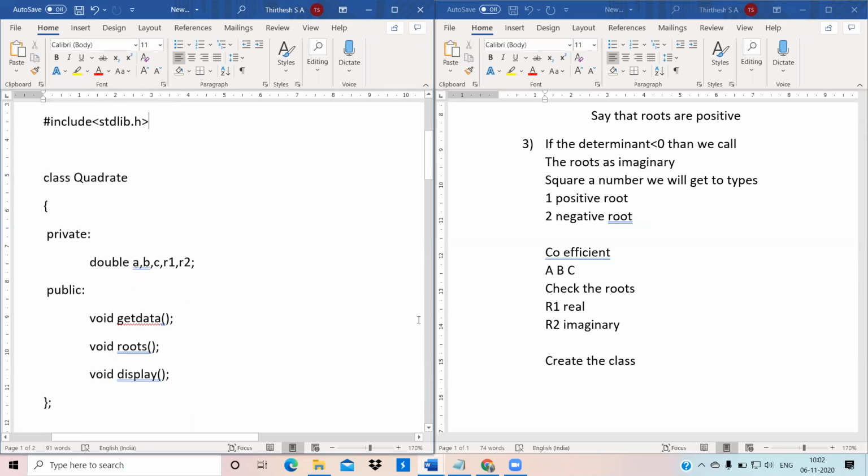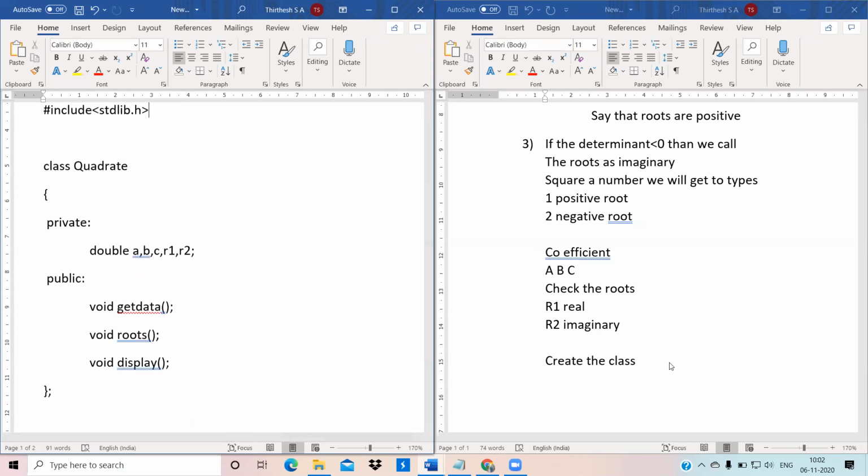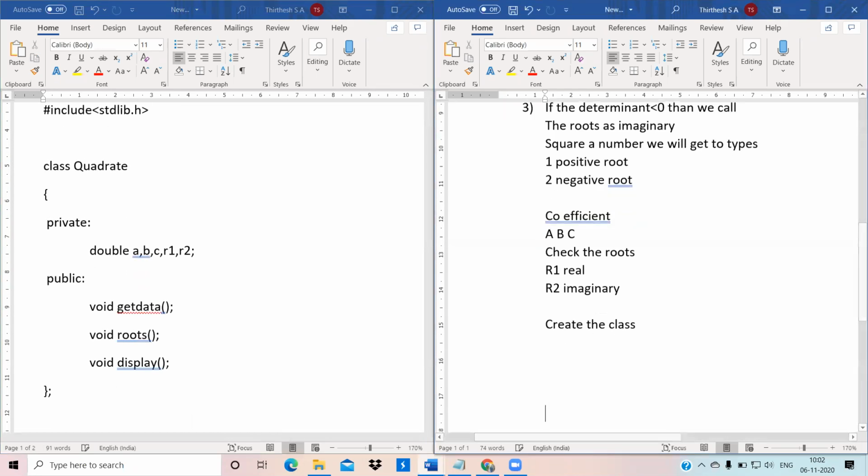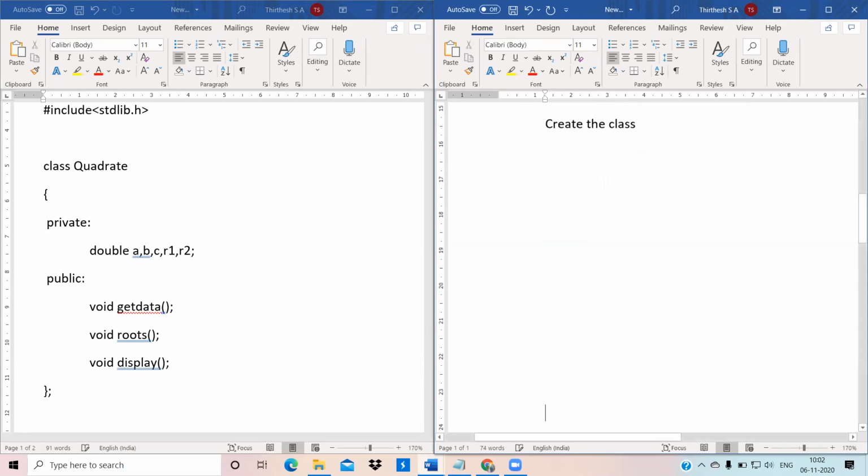Now we are going to create a class called quadratic. Inside we have two access specifiers.